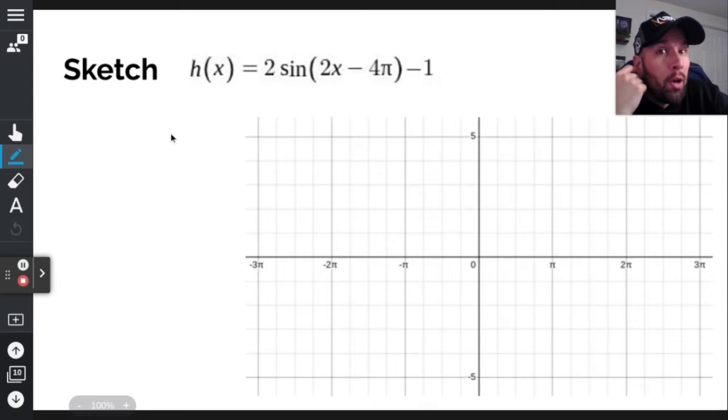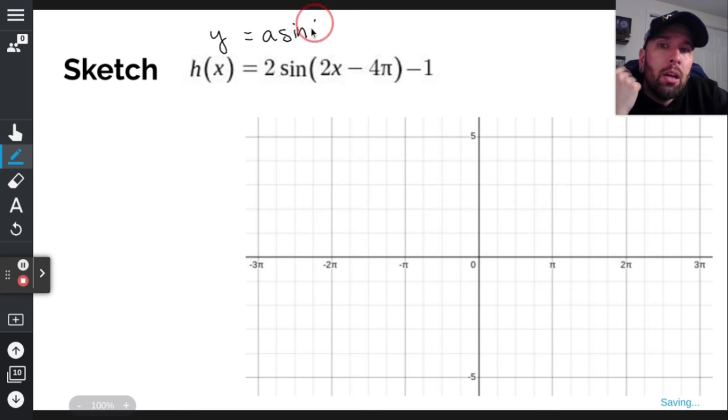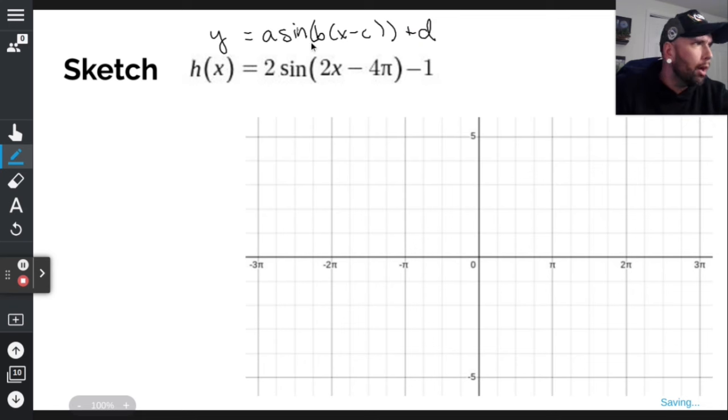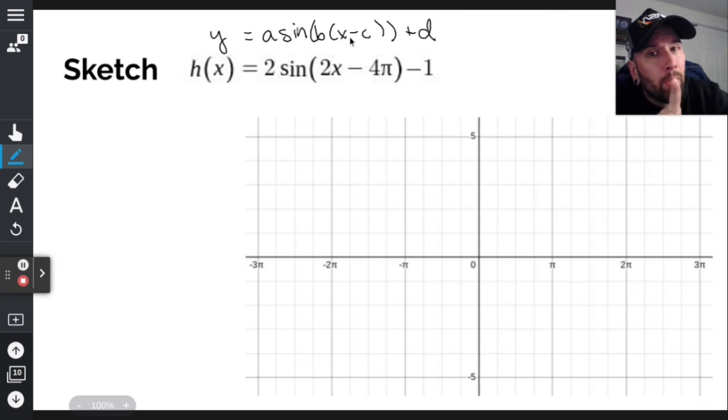Oh, look at this one. This one's different. Let's write out our formula. Y equals A sine B parentheses X minus C close it plus D. Now, you might be like, different? Yeah, there's more numbers. I see parentheses here, but I don't see parentheses here.